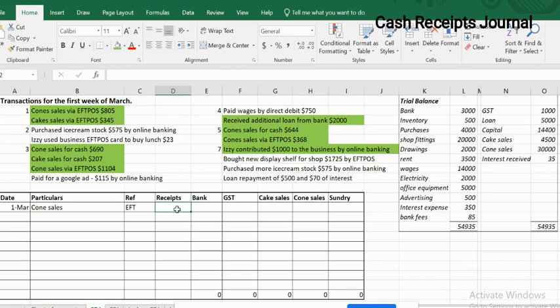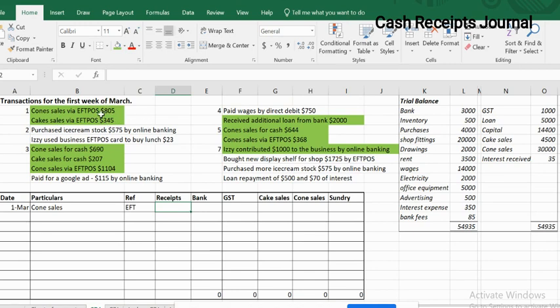There is one exception to that, and that's if we receive 2 EFTPOS transactions in a day, then we're going to put the details in the receipts column and then put the total in the bank column. The idea is that our bank column is going to appear the same as what's going to be in our bank statement. And later on when we do our bank reconciliation statement, you'll see why this is so important. So the bank column represents the amounts of cash actually being deposited into our bank account. Now on this day, we've made cone sales and cake sales.